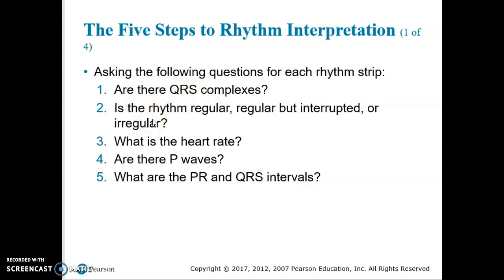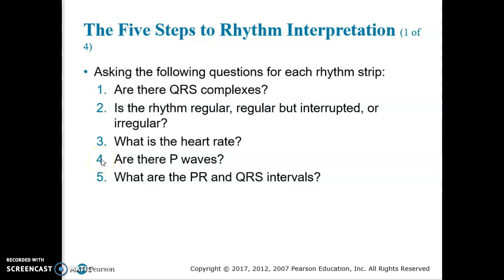Question number 2. Is the rhythm regular but interrupted, or irregular? We're going to answer this by doing what we just recently learned in the past. We're going to compare the RR intervals. Question number 3. What is the heart rate? If the heart rate is greater than 100, they're considered to be tachycardia. If it's less than 60, they're considered to have bradycardia.